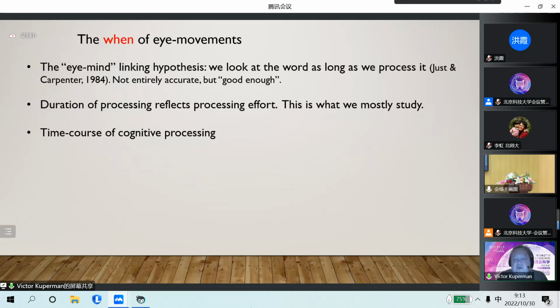And this is what we mostly make use of in our studies. If there is any complexity, if there's any ambiguity that needs to be resolved, it usually is reflected in longer fixations on the word. So through eye fixations, we can study the time course of cognitive processing.